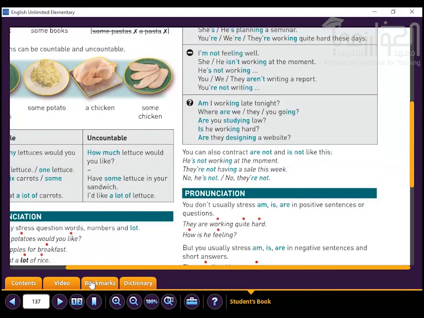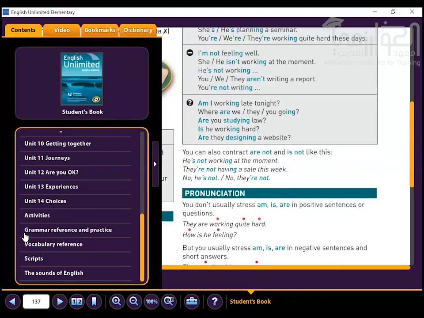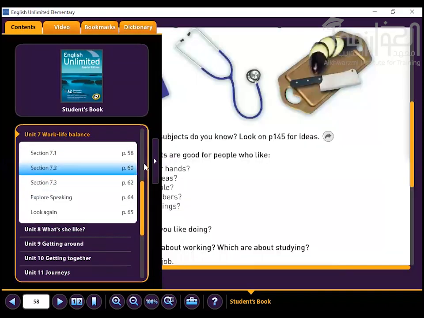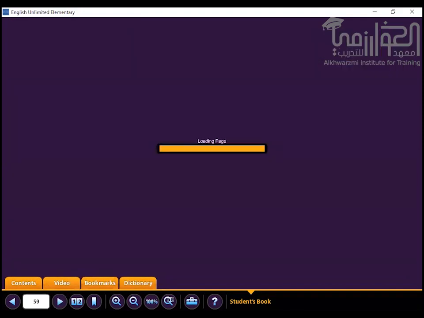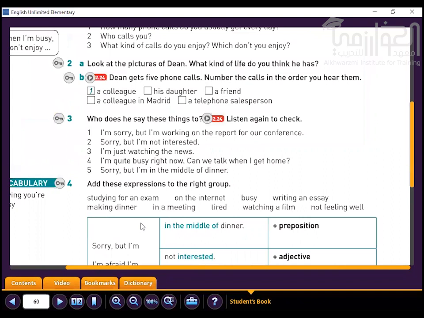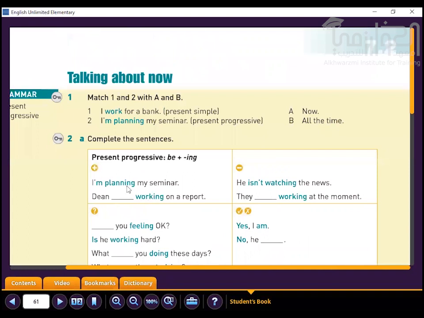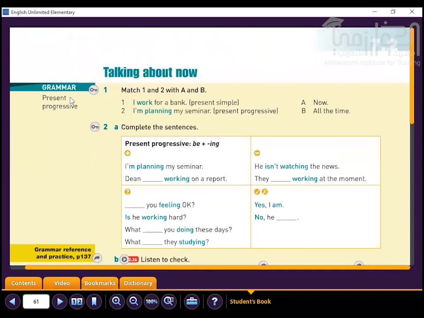Okay, now let's move to some exercises on the present continuous. Let's look at some exercises. So let's look at exercises here, talking about now the present progressive. Now, what I want you to do is to match 1 and 2 with A and B. We match them with A and B. I work for a bank. You can see this is what? Present simple.